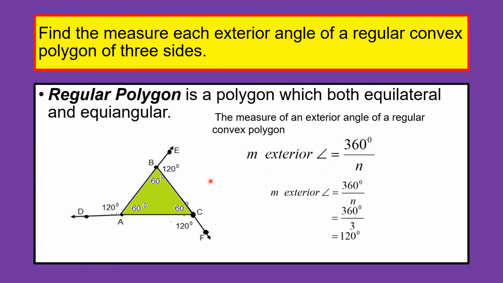So what is our n? We have 3 sides. So 360 degrees divided by 3, the answer is 120 degrees. Do not forget that the measure of an interior angle plus the measure of an exterior angle equals 180 degrees, because they form a linear pair, and the two angles are supplementary.